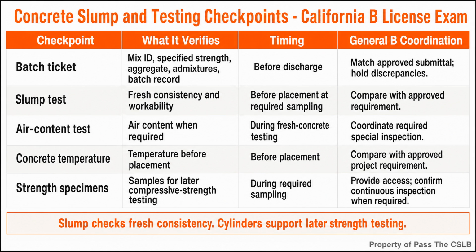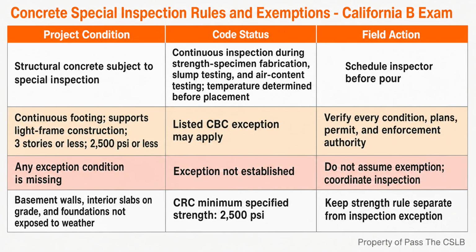The tests cannot be reconstructed after the concrete is already in the forms. A photograph of a finished slab is not a substitute for witnessing the sample, the slump, the air test, the temperature check, and the specimen fabrication at the required time. The special inspection table separates the general rule from a narrow listed exception. When structural concrete is subject to special inspection, the listed testing and specimen tasks require continuous inspection.